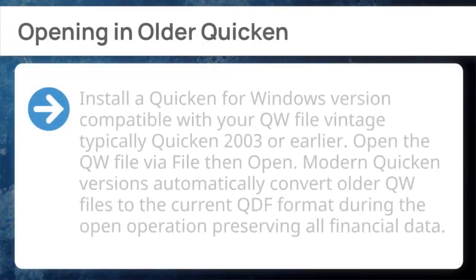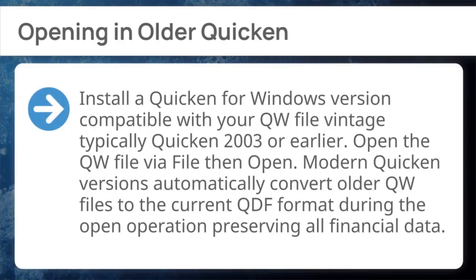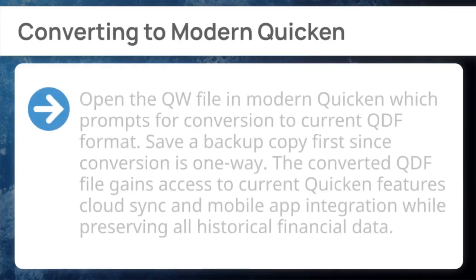First, opening an older Quicken. Install a Quicken for Windows version compatible with your QW file vintage, typically Quicken 2003 or earlier. Open the QW file via File, then Open. Modern Quicken versions automatically convert older QW files to the current QDF format during the open operation, preserving all financial data.